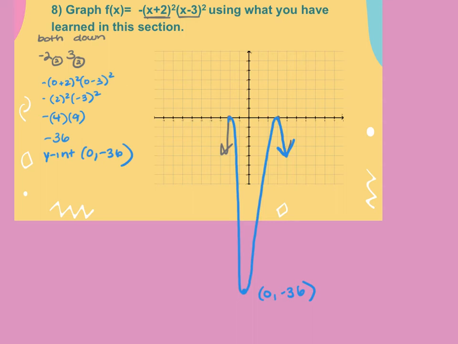Both arrows are pointing down. If the multiplicity was odd, how would we have done that? If the multiplicity was odd on one of those, then my x would have been raised to an odd power. And if it was raised to an odd power, one of my arrows would go up and one would go down. So it changes the whole shape of it. Okay, thank you. You're welcome.